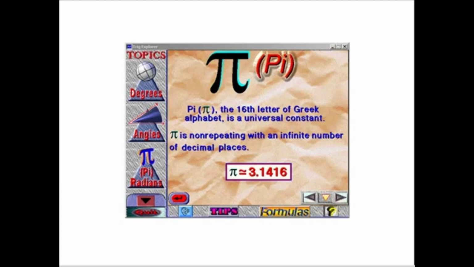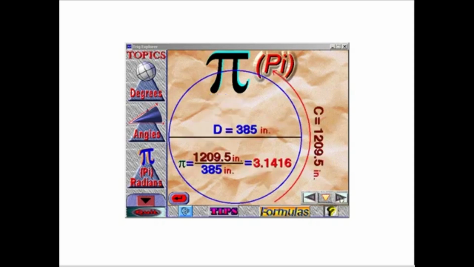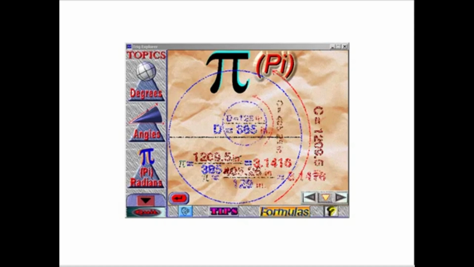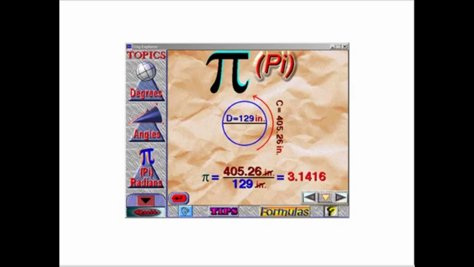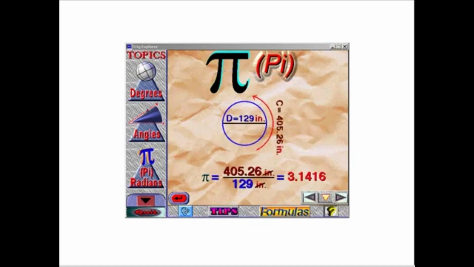It's a number without end in its decimal places, and it never repeats. And it just so happens that this number appears if we take the circumference of any circle and divide it by its diameter. It doesn't matter if we talk about a large circle. For instance, this circle has a circumference of 1,209, or this circle with a circumference of 405. Both of these circles, if you take that circumference and divide it by the diameter, you get 3.1416, and then a whole bunch of other numbers.